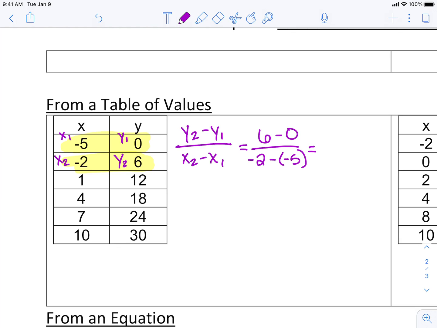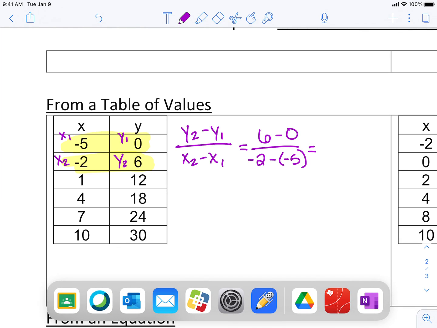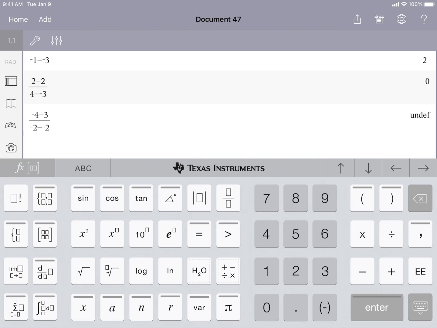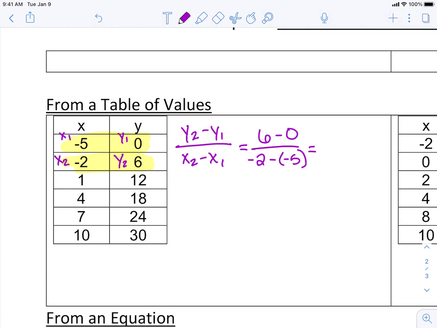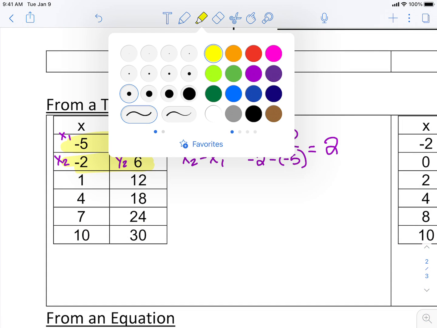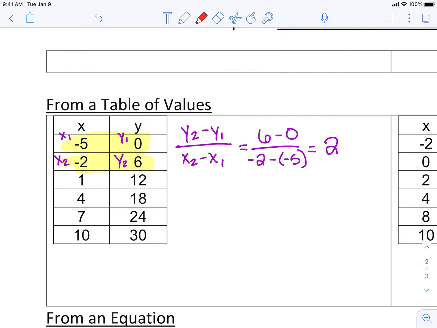I'm just going to plug this into the handy dandy calculator. So here we go. 6 minus 0, and then a negative 2 minus a negative 5, and I get 2. Okay, if we wanted to double check ourselves because we weren't sure, we can pick another 2 points if we wanted to. So let's pick the 4, 18, and the 7, 24. So I'm going to switch colors. Okay, so let this be my x sub 1 and my y sub 1, and this be my x sub 2 and my y sub 2.